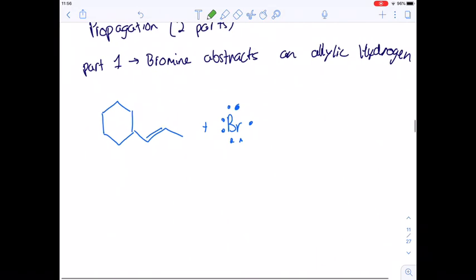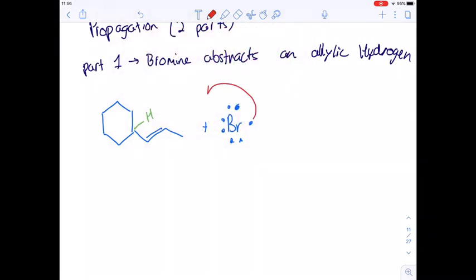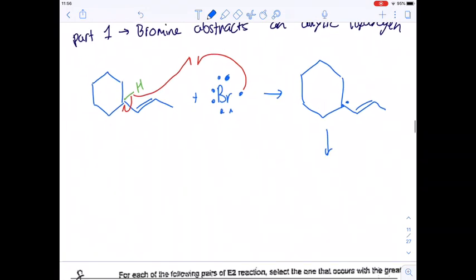You get your radical Br from the initiation step when NBS reacts with itself under the presence of light. So really quickly, we're going to draw in our H. One of the electrons from the H is going to form the bond with the Br, and one of the other electrons from the H is going to form a radical on that carbon. So the product is going to look like this.